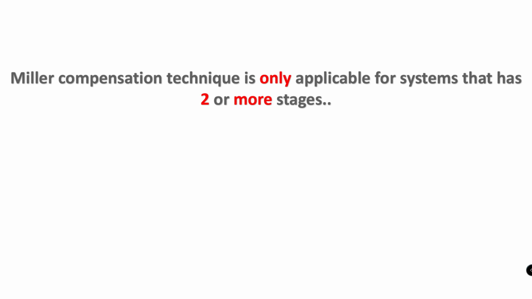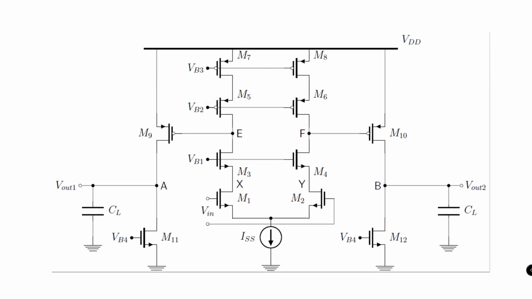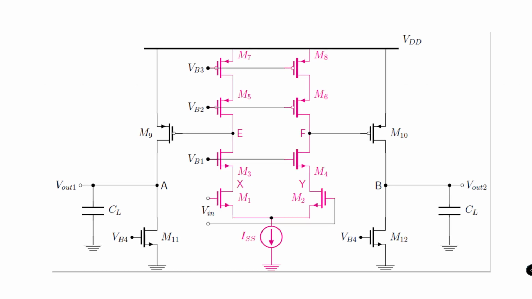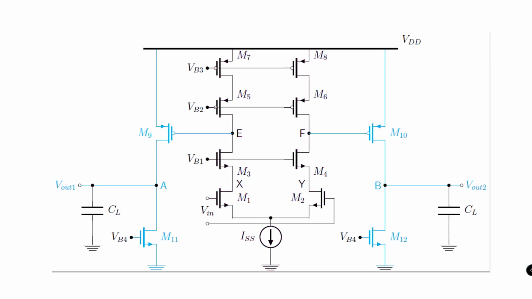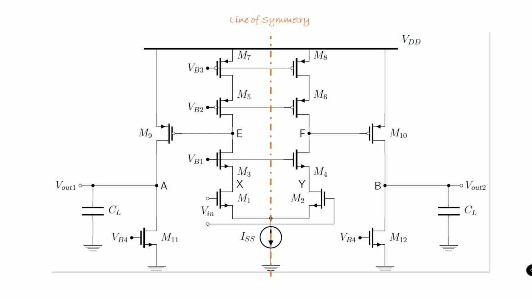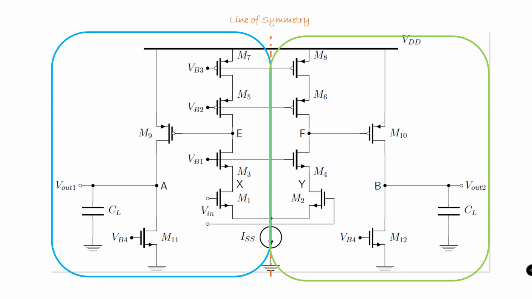So with that said, we'll begin with a two-stage op-amp, where the first stage, shown in magenta color, consists of transistors M1 all the way to M8, while the second stage, shown here in cyan color, consists of transistors M9 all the way to M12. Now, when you try to draw a line of symmetry, you could find that the left half of the circuit is identical to the right half of the circuit. This indicates that this circuit is symmetric.